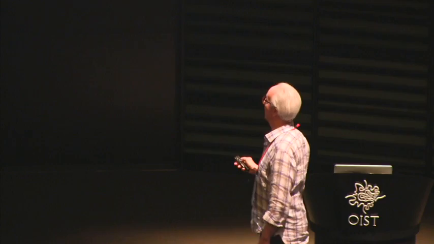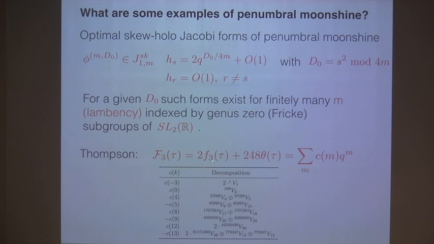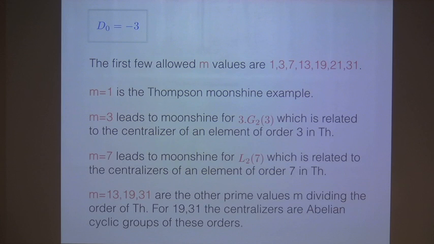Because I'm running out of time, I'll just flash a couple of examples. So the Thompson moonshine example was the next in that series that I showed you, F3 plus 248 times the ordinary theta function. And there are various decompositions here. You might see 248 here and ask what this has to do with E8. The answer is that the Thompson sporadic group, which is the group of moonshine here, can be constructed as a subgroup of E8, but E8 over the field with three elements. At discriminant 3, there are a series of groups and a series of examples of moonshine.